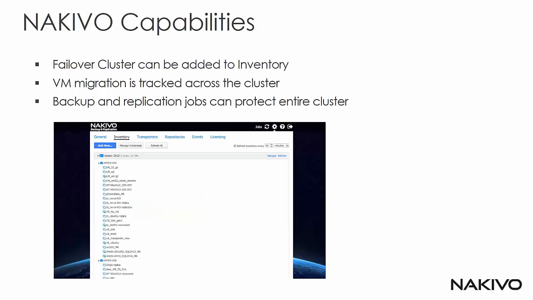So NAKIVO Backup and Replication can work with failover clusters. A cluster can be added to the inventory as a single item. You can migrate VMs, and this migration is tracked across different nodes of the cluster. And of course, backup and replication jobs can protect the entire cluster.